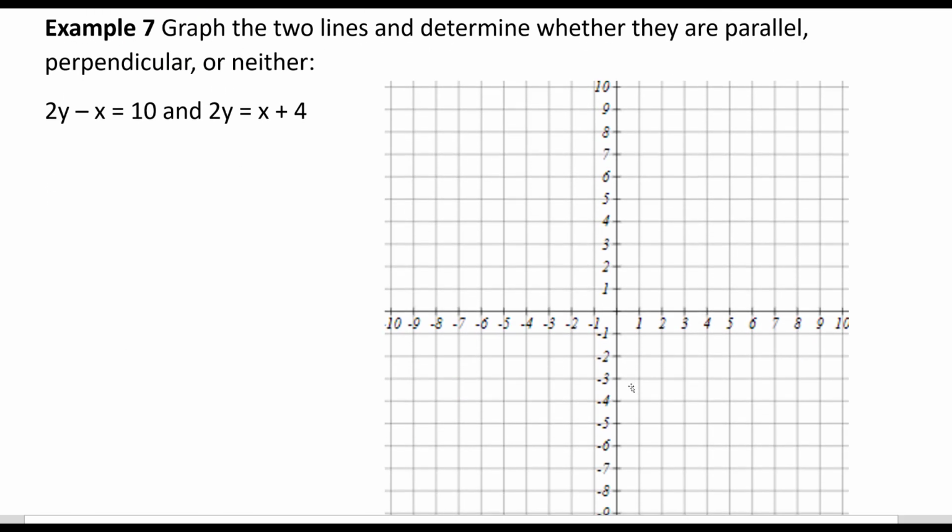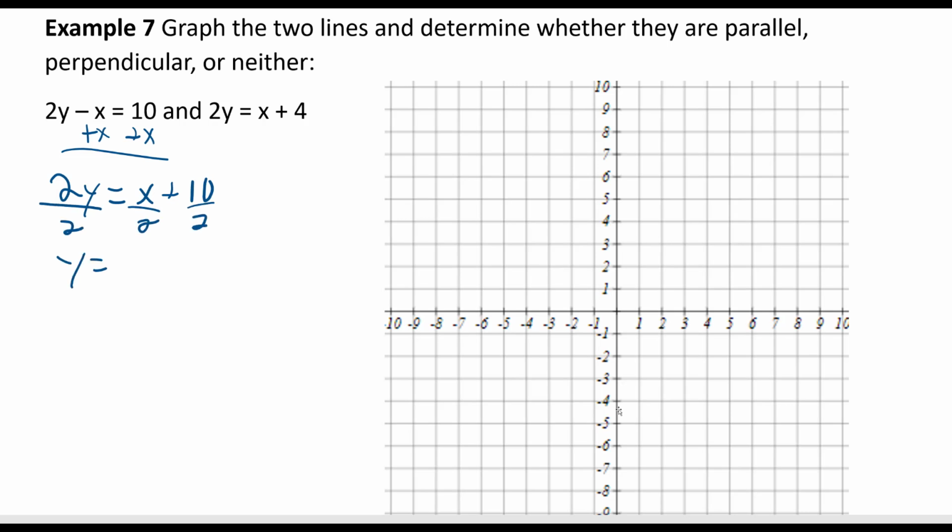Graph the two lines and determine whether they are parallel, perpendicular, or neither. For me, the easiest way to do it is to solve for y in each case. We could do the intercept method, but I'm going to solve for y here. I'm going to add x to both sides. 2y equals x plus 10. Then divide by 2, so y equals 1/2 x plus 5. The intercept is at 5, and the slope is 1/2. That means it goes up 1 to the right 2, or down 1 to the left 2.